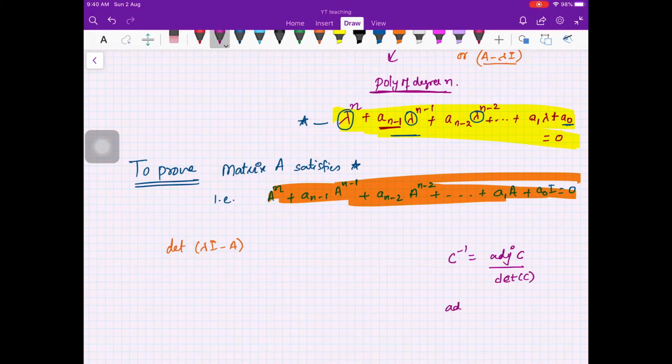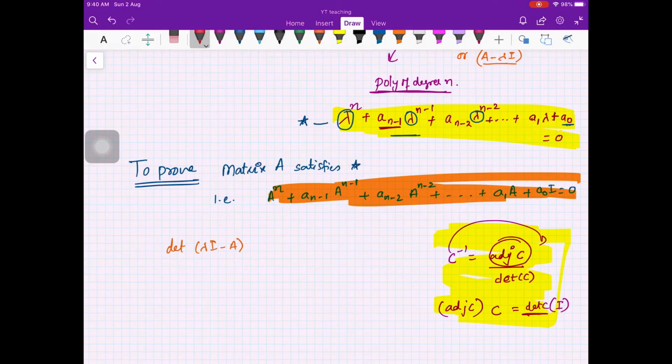So from here you get that adjoint of C, this is an n cross n matrix, into C, if I bring the determinant to the other side, is equal to determinant of C into the identity matrix. This is a number. Is that thing clear? So this is the result we already have.